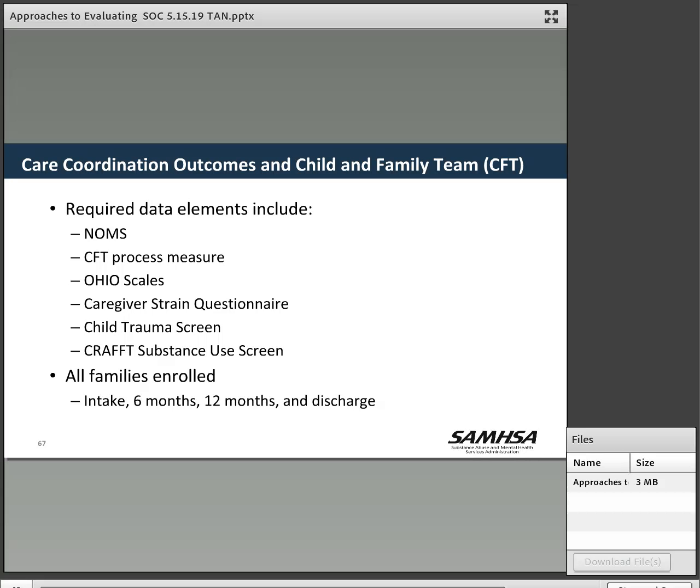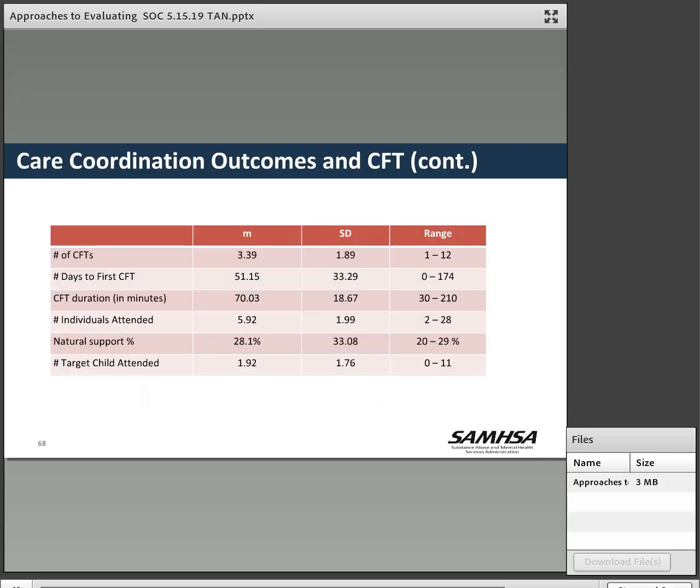We have a homegrown measure that looks at the child and family team process. Similar to Oklahoma, we use the Ohio scales, and we also use the caregiver strain questionnaire. We use the child trauma screen, which is a quick screen on exposure to potentially traumatic events and PTSD symptoms. And we use the CRAFFT, which is a substance use screen.